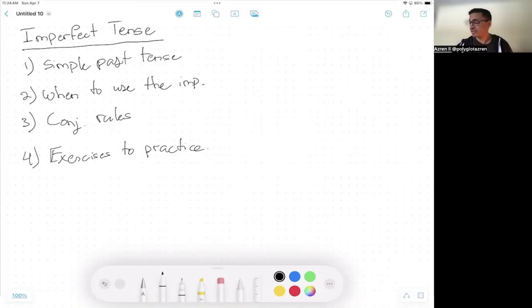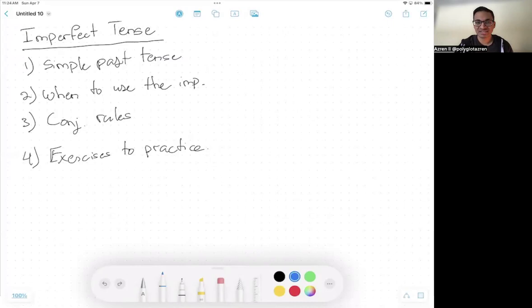Okay, so let's start with our very quick review of the simple past tense. I'll just explain this to you orally. There are primarily two past tenses in Gujarati. One of them is the simple past. The other one is the imperfect, which we're going to do.